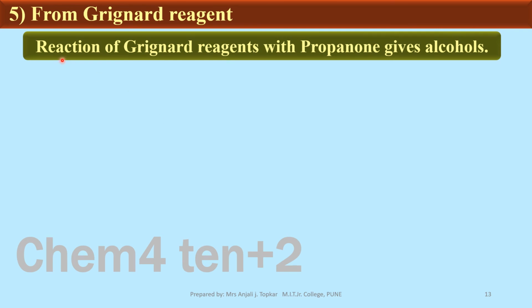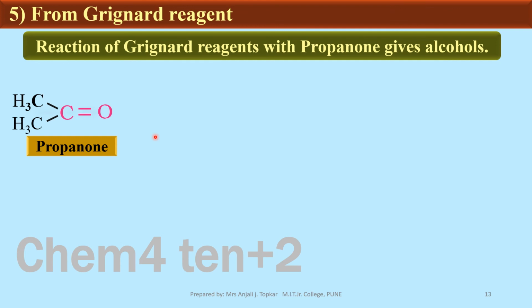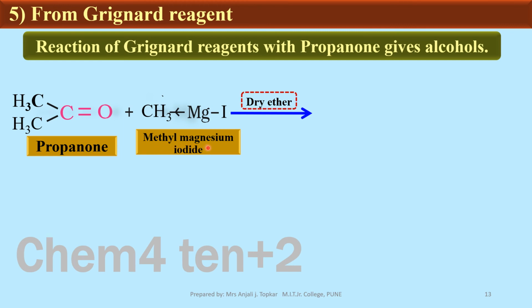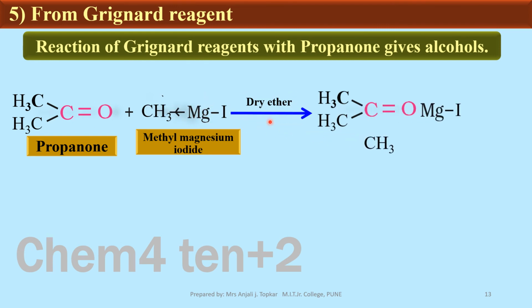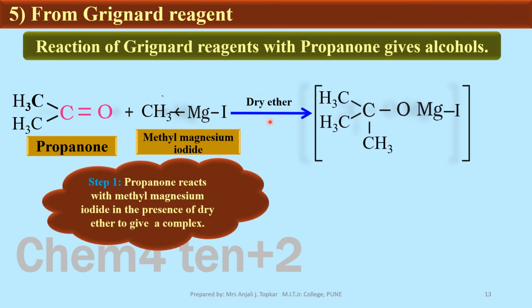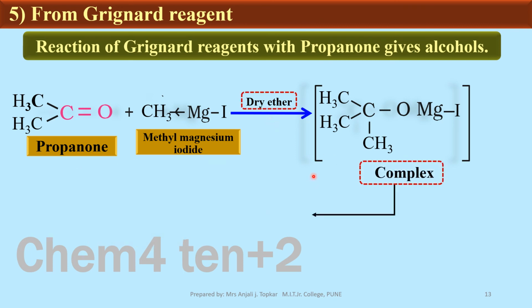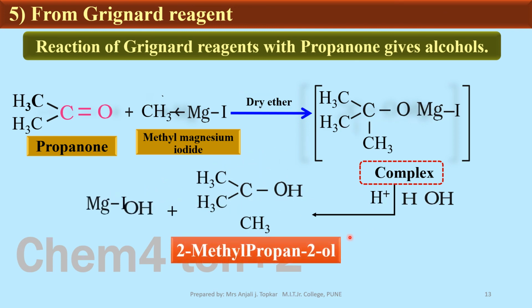Let's see the next example. Reaction of Grignard reagent with propanone gives alcohols. Here, this is propanone. When it is treated with methyl magnesium iodide in the presence of dry ether, formation of adduct is taking place, as it can be seen here. This complex undergoes acid hydrolysis to give 2-methyl propan-2-ol, and MgIOH is the byproduct.